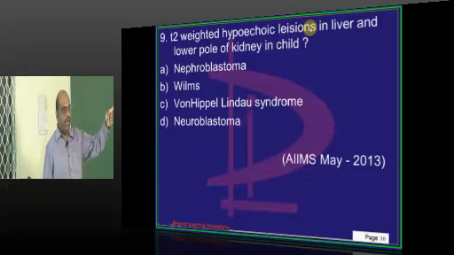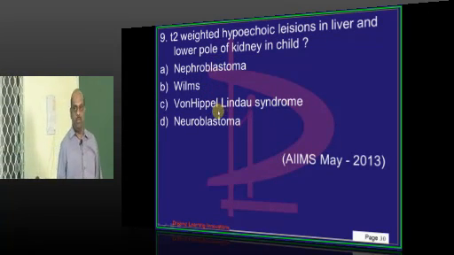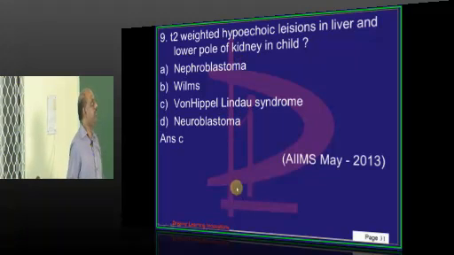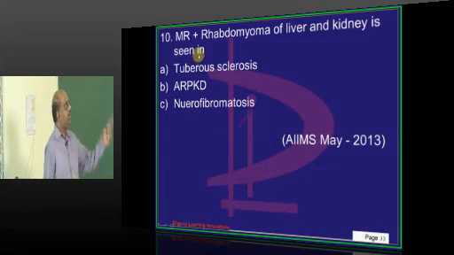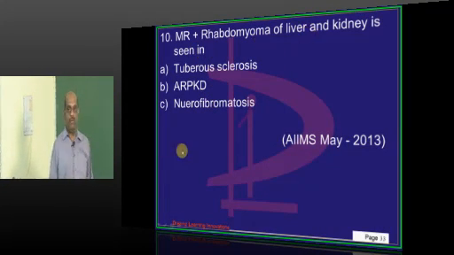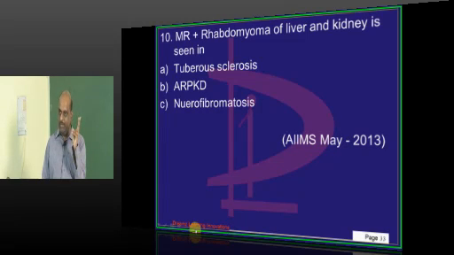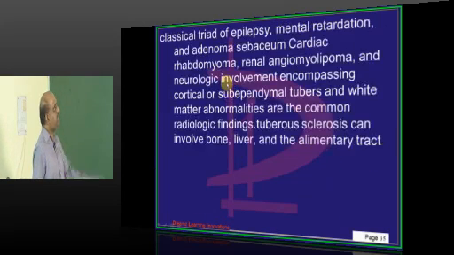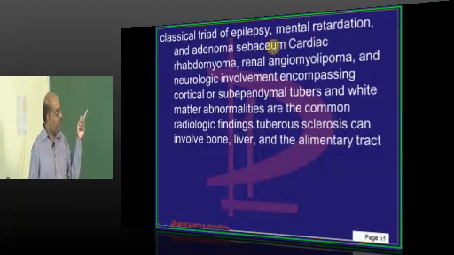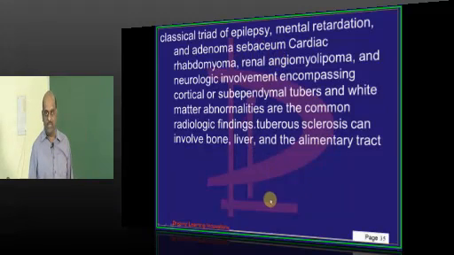T2 weighted hypoechoic lesions in liver and lower pole of kidney means hemangiomas, which are typical of von Hippel-Lindau. Mental retardation with rhabdomyoma of liver and kidney makes the one neurocutaneous syndrome, which is common, doctor. Tuberous sclerosis, Sturge-Weber, and neurofibromatosis, anything can come. So tuberous sclerosis, what is the classical triad? Epilepsy, mental retardation and adenoma sebaceum is the classical triad.